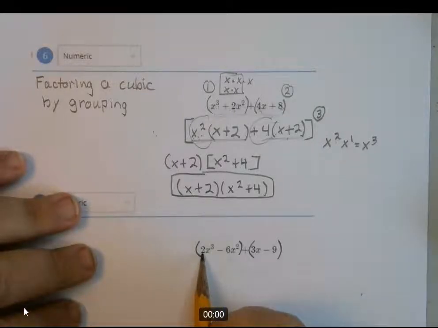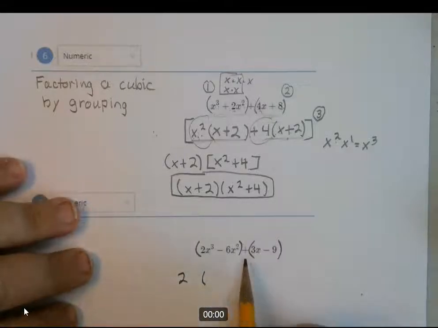I can see that 2 goes into 2 and 2 also goes into 6, so I can factor a 2 outside of that first set of parentheses. And just like I had above, I have an x to the third and x squared. So the thing that they have in common is x squared. So now I work backwards to get here. 2x squared times what gives you 2x to the third? That would be x.